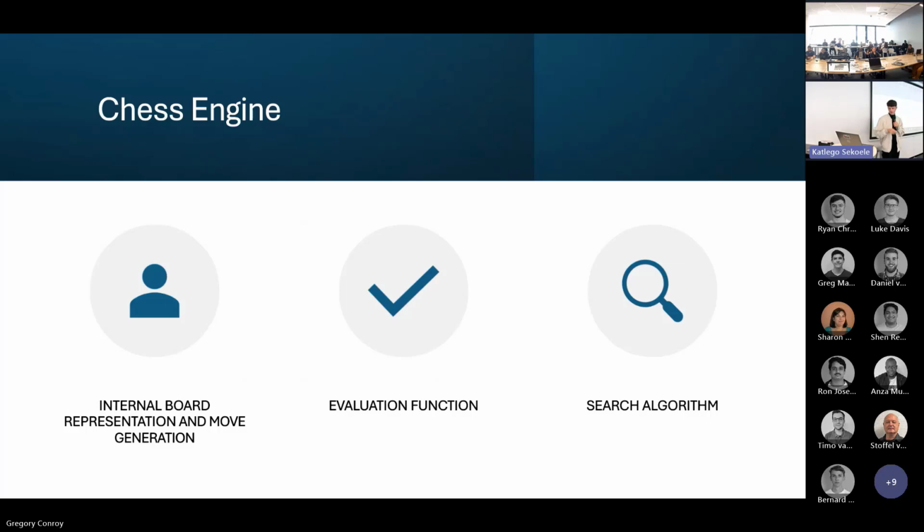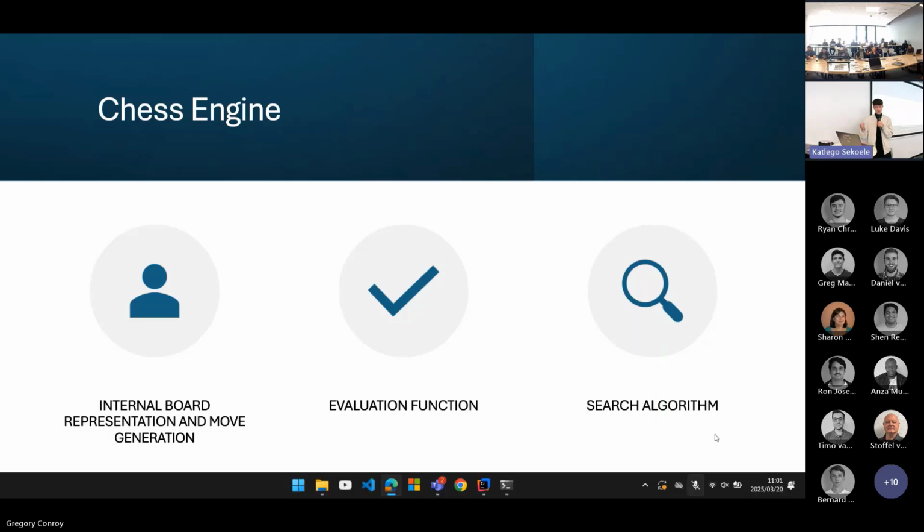Then there is the chess engine. There are also three key components here. There's the internal board representation and move generation, which is basically how you actually represent the board in code. Then there's the evaluation function, which looks at the state of a board and determines who's in a better position, right? Is white's position more favorable? Is black's position more favorable? And then there's the search algorithm, and that's what the AI uses to determine the best move to play, because you have to be able to play against this thing, right?